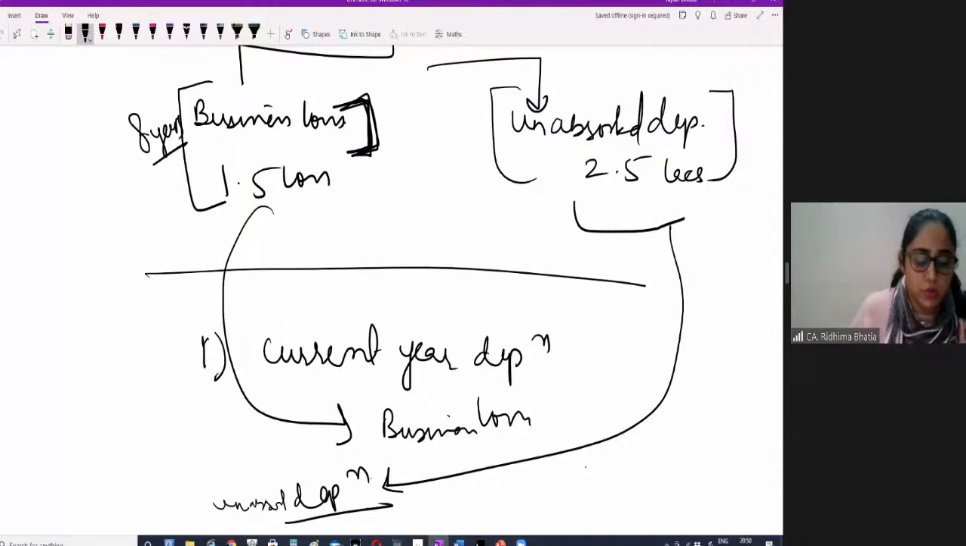And the Supreme Court has also ordered in the case of Mother India Refrigeration that first the weightage should be given to current year depreciation.